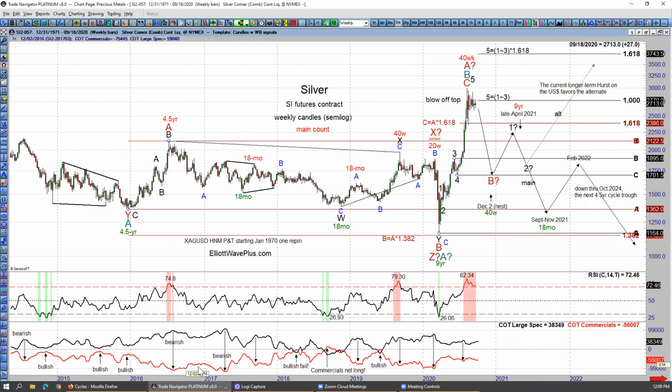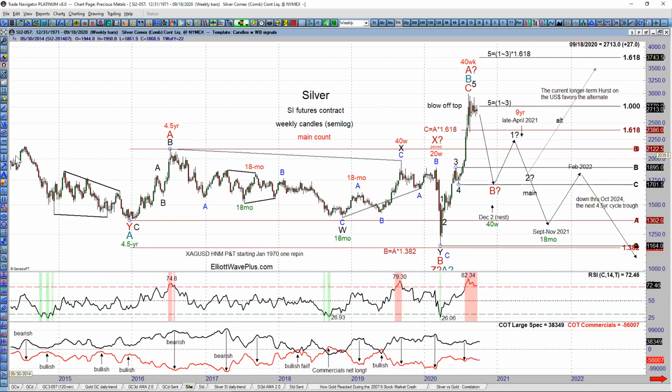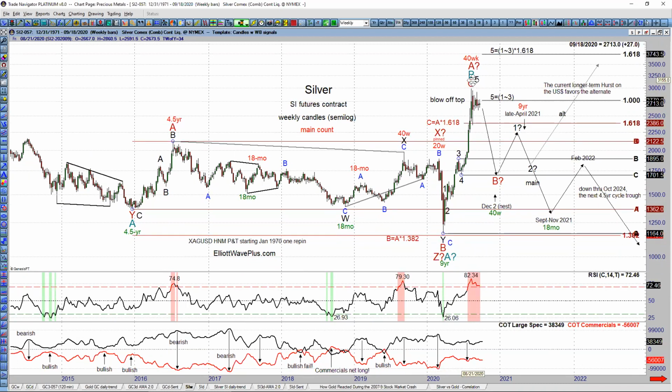Silver. Notice on my silver chart, this alternate: the move down from the 2011 high through the late 2015 low was a cycle degree wave A. Then we got an A in burgundy, a B in burgundy, and a C in burgundy, which would be the end of cycle degree wave B on the main count. But the alternate is that that wasn't the end of wave A.